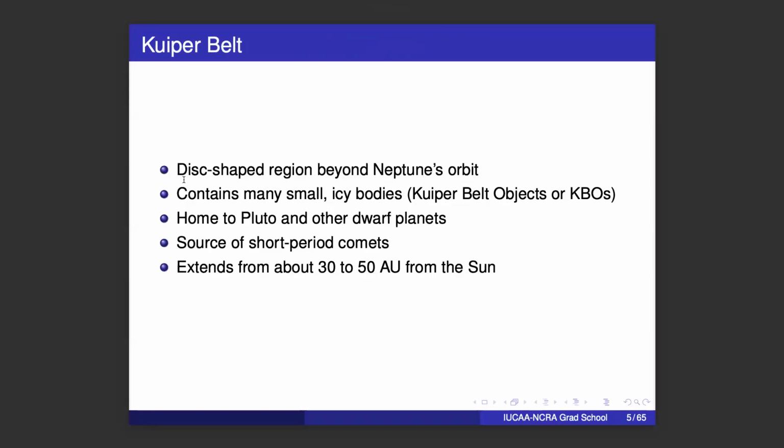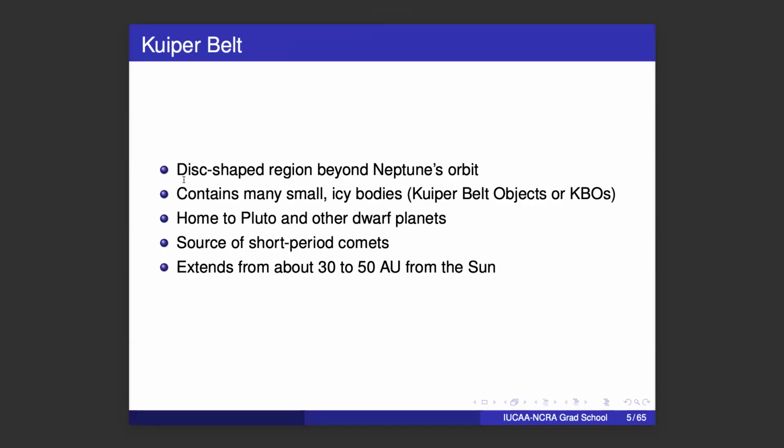Kuiper Belt. Pluto is one of the objects within a region of space beyond Neptune known as the Kuiper Belt. This is a disc-shaped region beyond Neptune's orbit, and it contains many small icy bodies. These are called Kuiper Belt objects, and Pluto is just one of them. There are several others that have been discovered. So it's the home to Pluto and other dwarf planets, and it is the source for the short period comets.